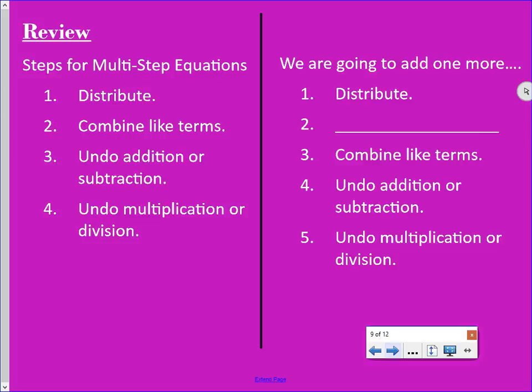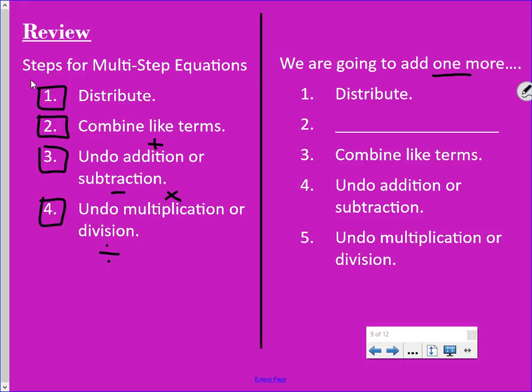First we distribute, then we combine like terms, undo addition or subtraction, then undo multiplication or division. Now, this is the last step we're going to add. It's one more step. First, we have to distribute.